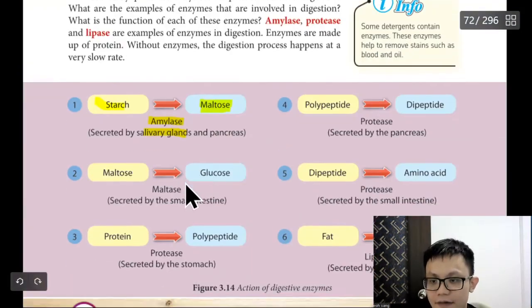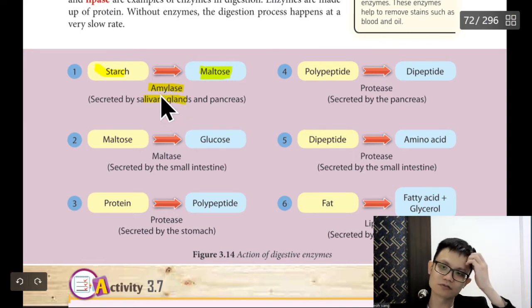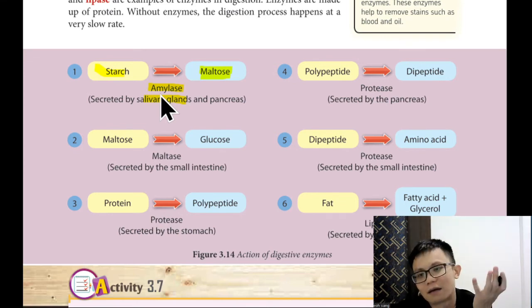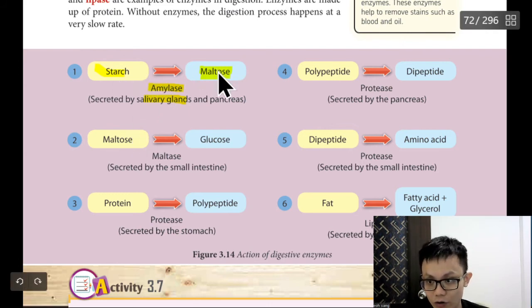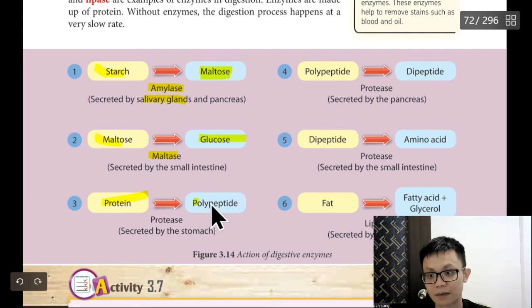This one, I think most students don't tend to memorize, but the exam just might want it to come out. Not that famous, but I think it will come out. After that, maltose will become glucose by using the enzyme maltase. Protein, big molecule, make it small molecule, become polypeptide by protease. Polypeptide will become dipeptide from protease. Dipeptide will become amino acid.